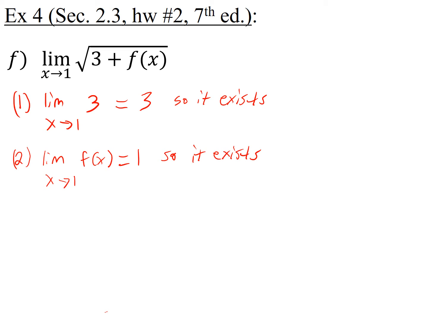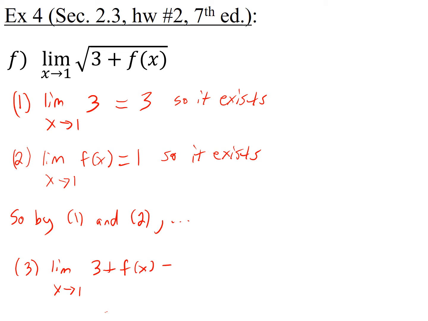So since each individual limit exists, we can find the limit of the inside, the sum. So by 1 and 2, we have what I'm going to call 3 here. I'm calling it 3 because this is not the end of the problem. So from here we have the limit as x goes to 1 of 3 plus f of x. We can now use the sum limit law since each individual limit exists. We can write the limit as x goes to 1 of 3 plus the limit as x goes to 1 of f of x.